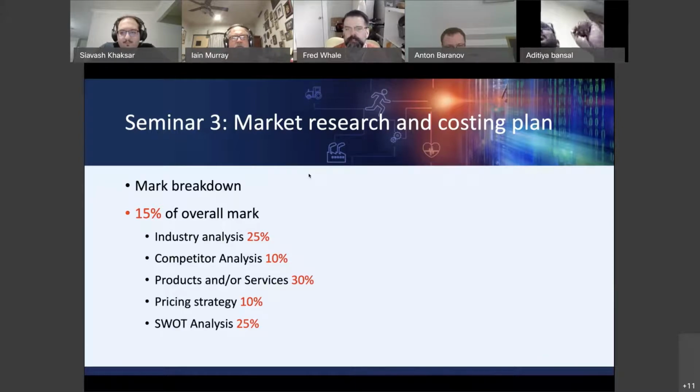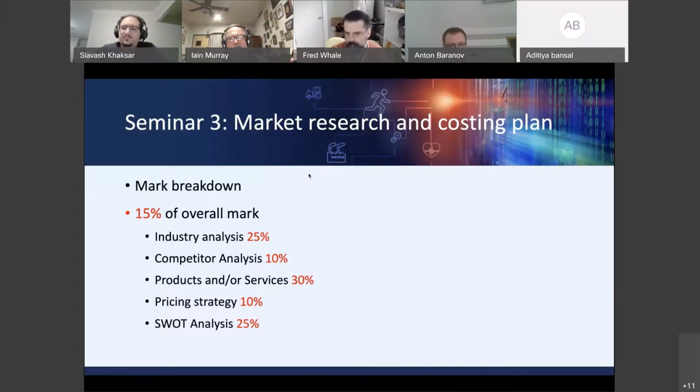There's 30% on the product or service description. Again, this can be taken directly from your Canvanizer, and it's to describe your products and service in detail from the marketing perspective. Next is pricing strategy. It's only 10% of the overall mark, but it is crucially important. And I think I mentioned this earlier.